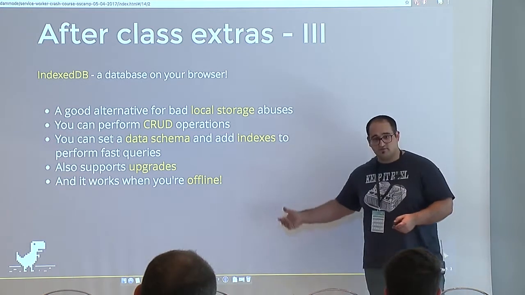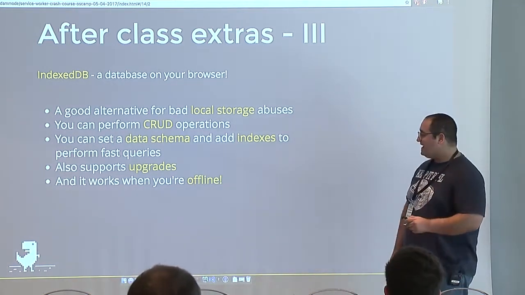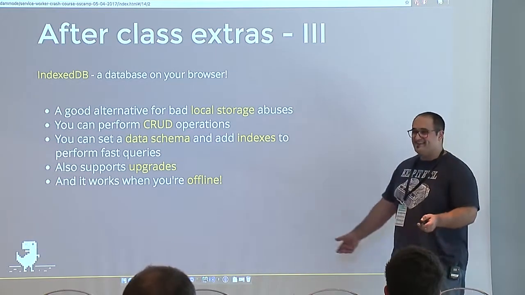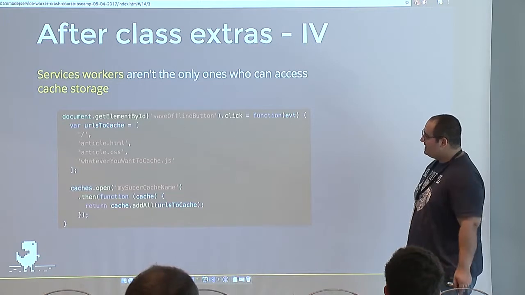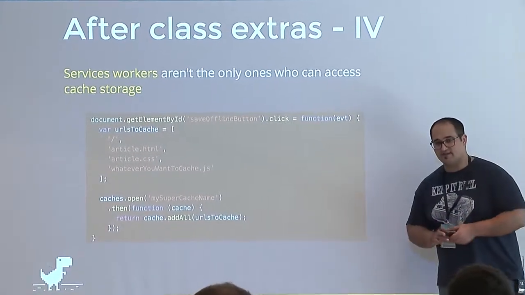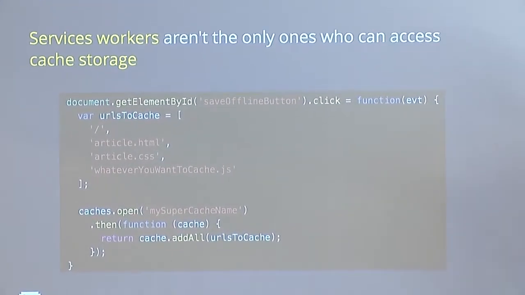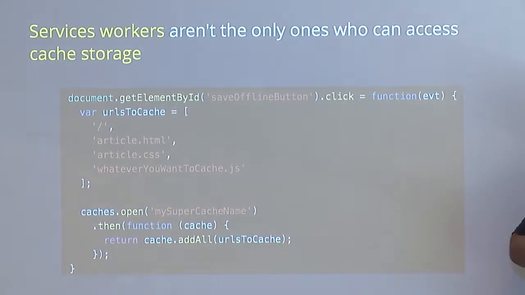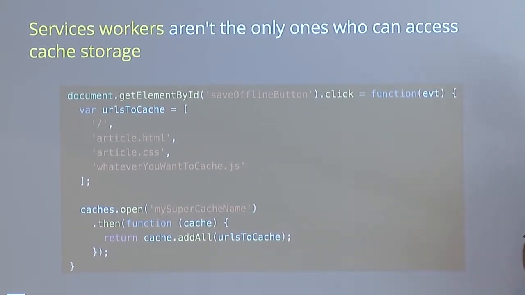It also, like the service worker, supports upgrades, but that's a whole different talk. I'm not going to talk about it today. And it also works offline. That's the main reason why I talked about it. And last but not least, service workers are not the only thing that is able to access the cache. And this is actually something I want to do on my website. It's a blog, so when I get the time, I'll do it. If the user clicks a button, you can actually save something for him to use offline.